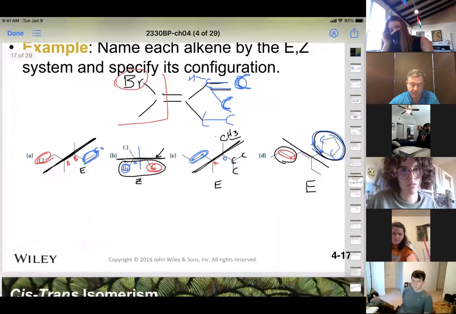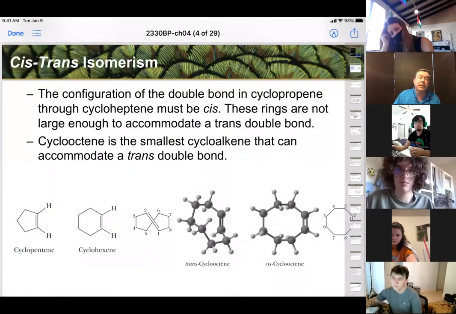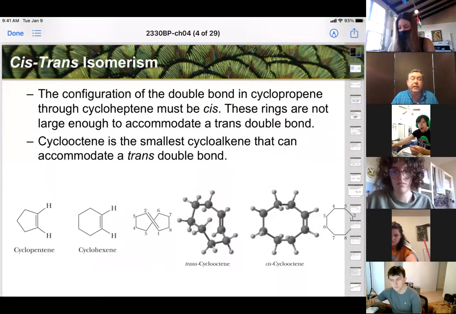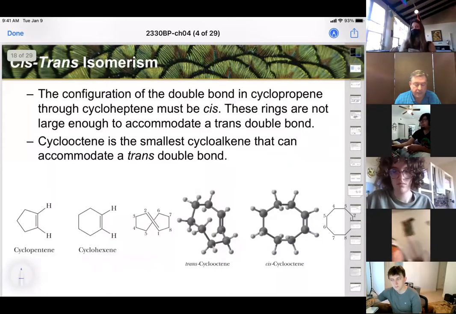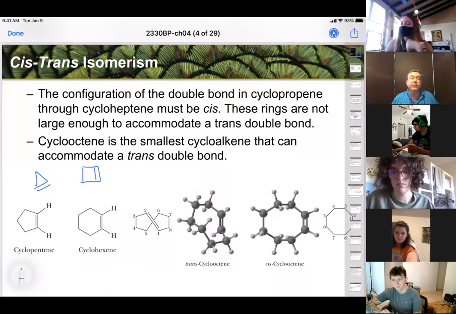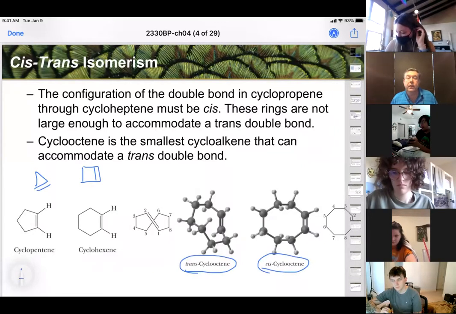Thank you. All right. Now, in the case of rings, you can get some isomerization. However, you cannot get cis-trans isomerization in rings until cyclooctene or above. The reason is there's too much ring strain. You can't actually get a configuration out of it. So everything from your cyclopropene down here to the cyclobutene right here, there's no way to get a trans configuration. You're always going to get that cis configuration. However, once you have an extra couple methylenes, extra couple CH2s in there, you can get it.